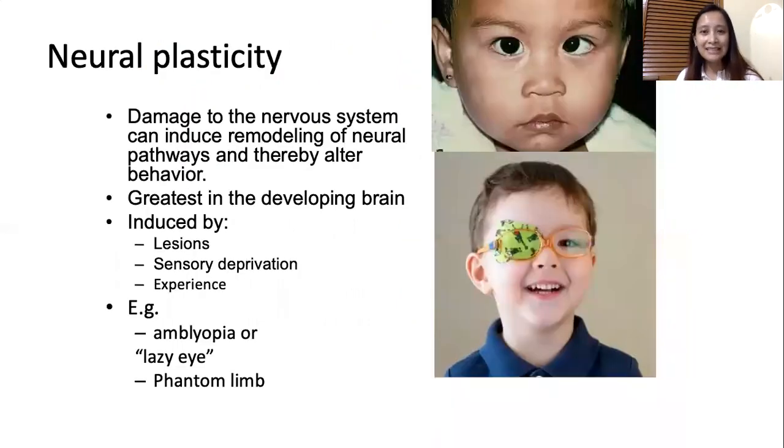Lastly is neural plasticity. Neural plasticity happens when damage to the nervous system can induce remodeling of neural pathways and thereby alter behavior. So for example, this is a patient with strabismus. If you patch the affected eye, it can result in changes in the brain. It can result in remodeling changes in the neural pathways in the brain in order to correct that defect, that strabismus.